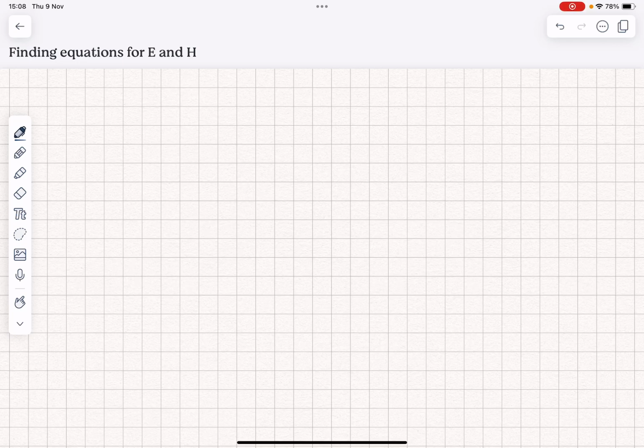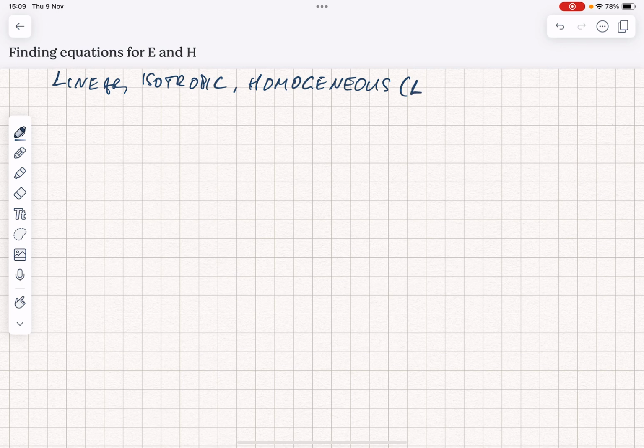I'm going to discuss how we go from Maxwell's equations to finding equations for E on its own and H on its own. We're going to assume that we're working in the standard linear isotropic homogeneous materials, which we often abbreviate to LIH.